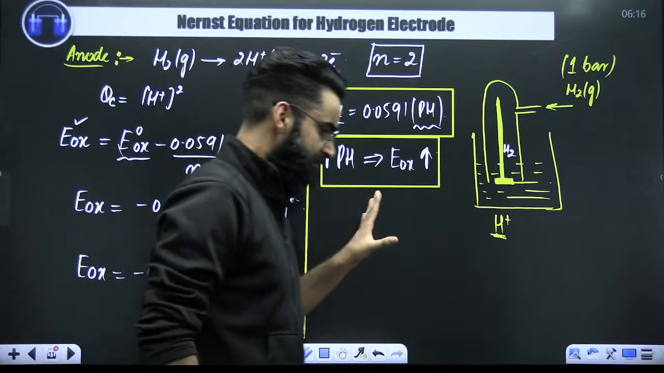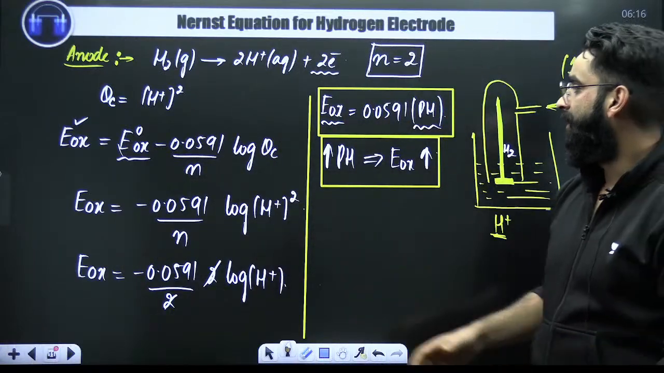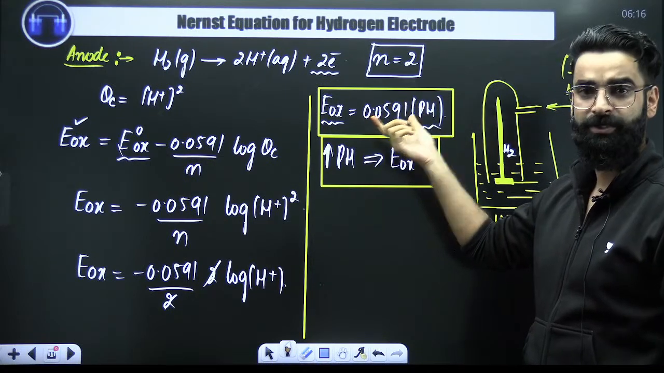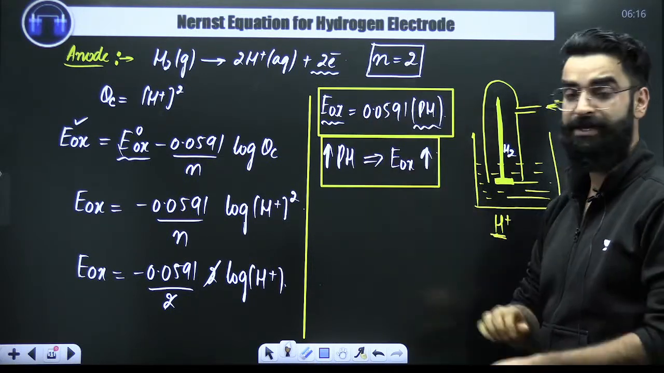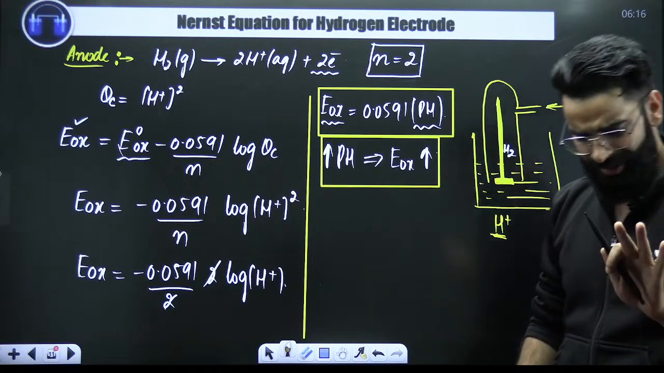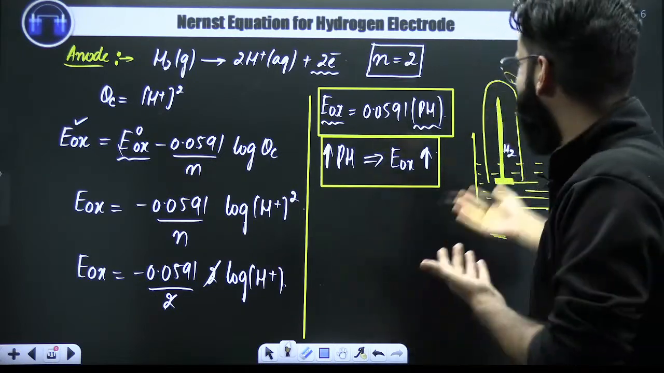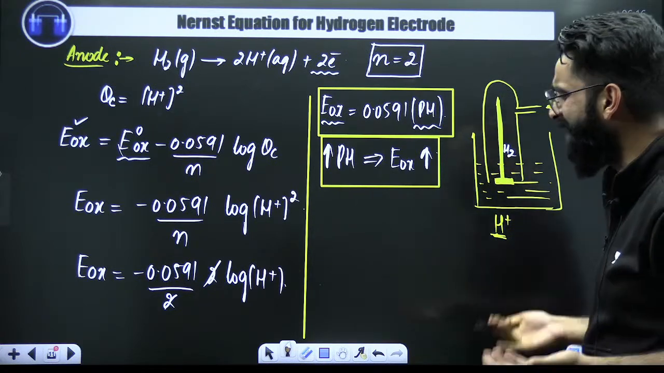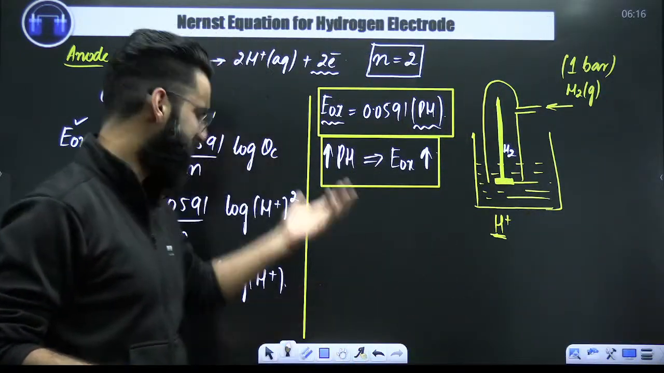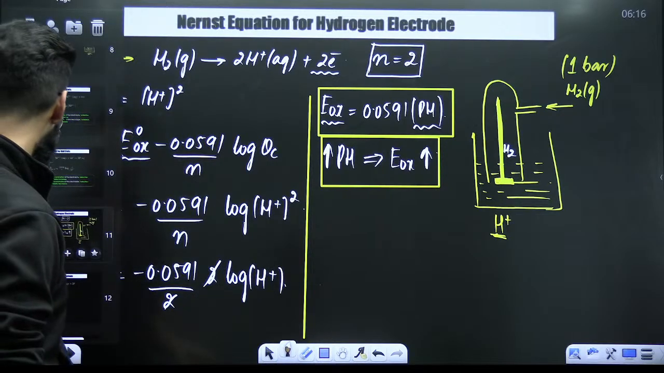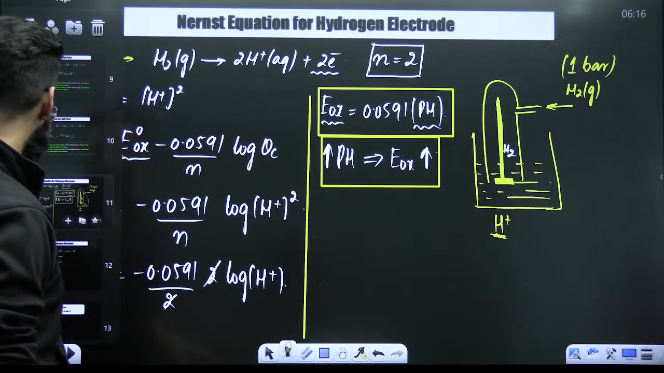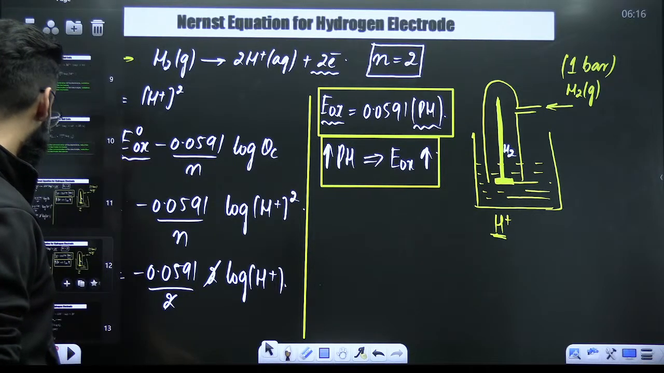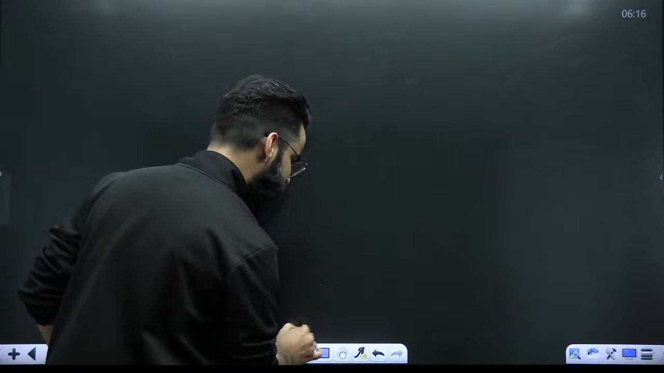Okay. So what I was telling you, this is just a general equation by means of which you can calculate the oxidation potential of the hydrogen electrode under non-standard conditions. Now guys, tell me one thing. Can't the same hydrogen electrode behave like the cathode? What do you think? Absolutely. The same hydrogen electrode can behave like the cathode as well.